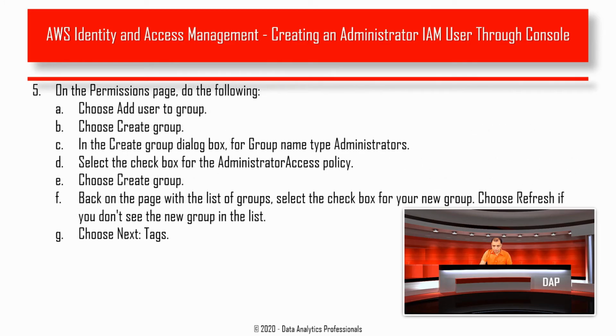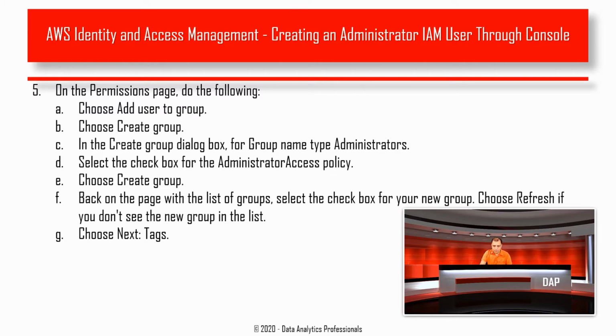Then on step 5, on the permission page, we chose add user to group, and we chose create a group, and in the create group dialog box, for group name we typed administrators. That's what we did, and we attached this policy, if you remember, that was step 5D. Okay, the administrator policy was attached, and then 5E was to create that group, and that's what we did.